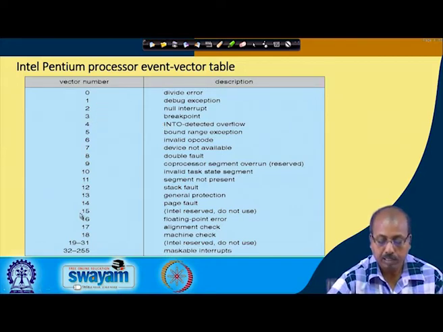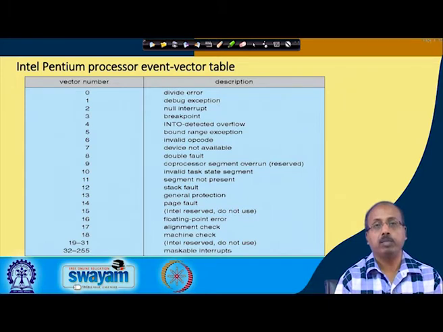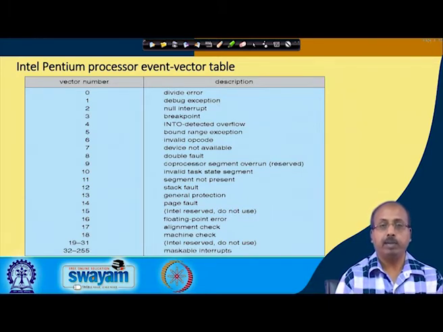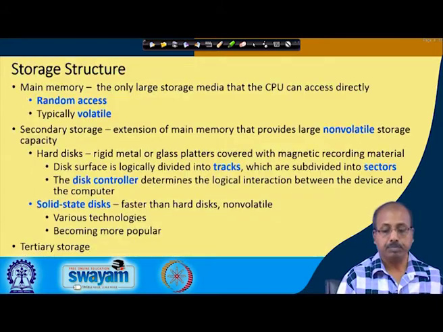So, in this way you can have a number of interrupts, like there are 256 interrupts that we have in the system, and some of them may be used by the system, some of them may be used by the user for providing different services for program development.